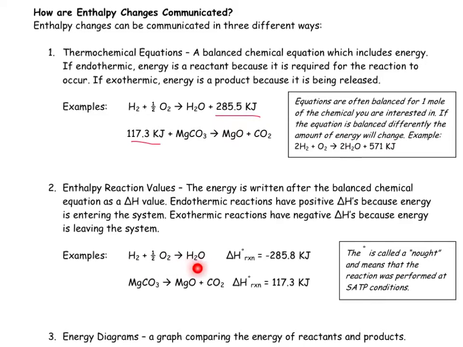Because forming 1 mole of water is exothermic, it has a delta H naught of minus 285. Because decomposing 1 mole of magnesium carbonate is endothermic, it has a positive delta H value. The little circle is described as a knot, and it means that the reaction was performed at SATP conditions.